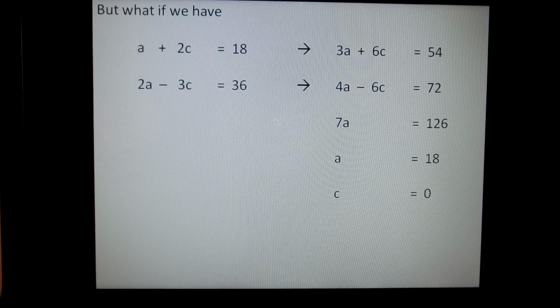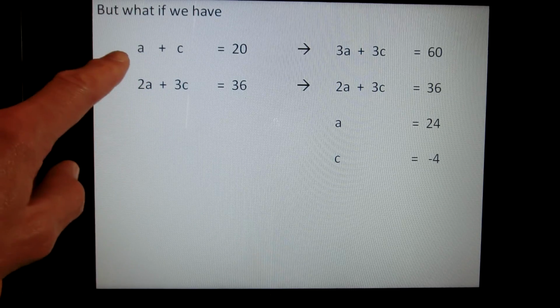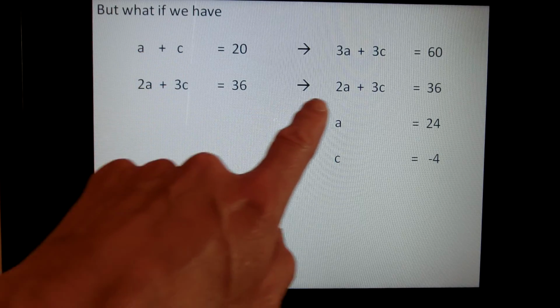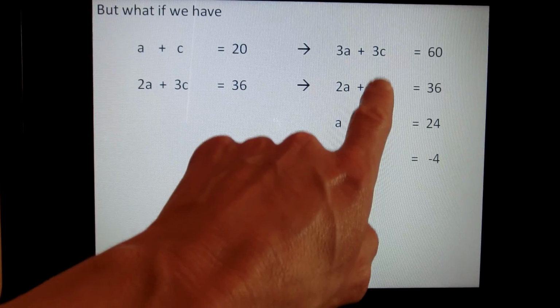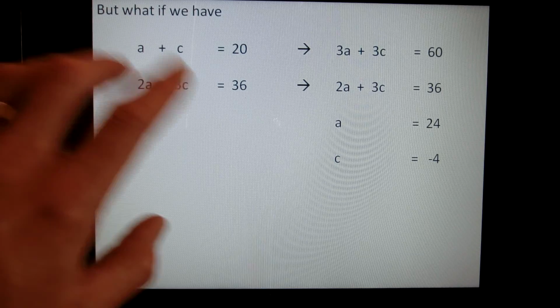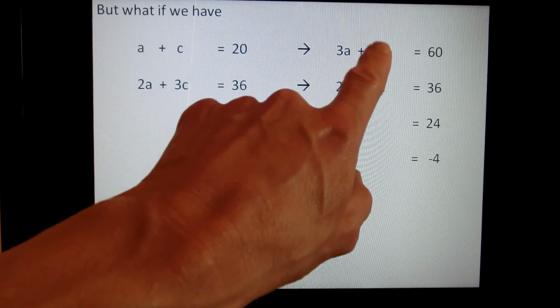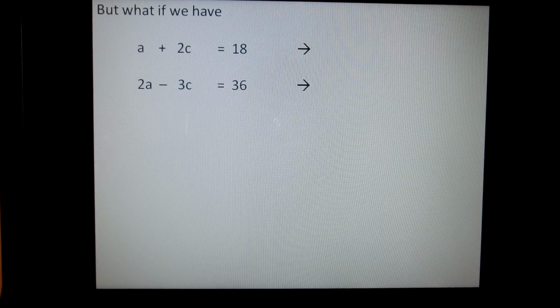So to recap, in the situation where everything is positive, positive A, positive C, you can either make the A's alike or the C's alike. Here I chose to make the C's alike, but I could have made the A's alike. It doesn't matter. So if they're all positive, then make either the A's or the C's alike, and then do a subtract.